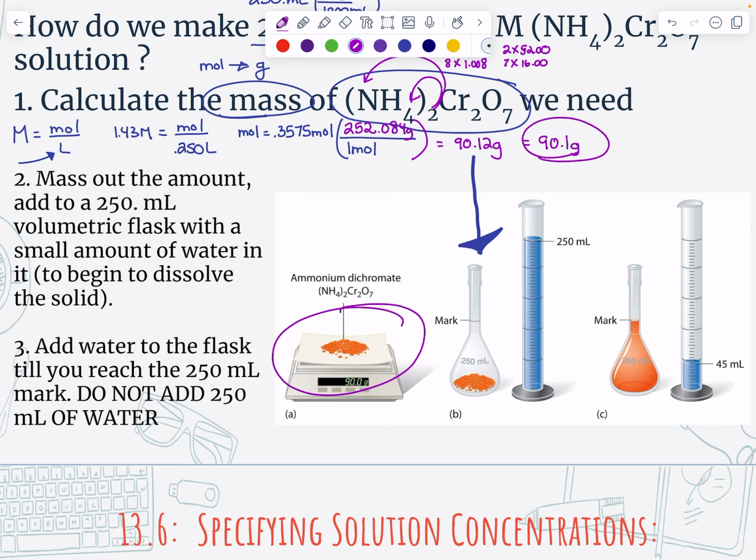So on a piece of weigh paper here or in a weigh boat, I mass out 90 grams.